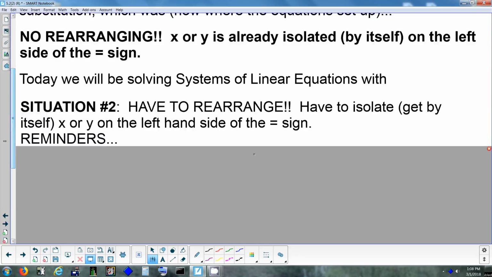So like you guys said, we're going to have to rearrange. Where it says situation number 2, write in your notes: have to rearrange. Have to isolate, get X or Y by itself on the left-hand side of the equal sign. Tuesday we didn't have to rearrange. Today we're going to have to, but we're only going to have to do one step. And remember, isolate means get it by itself.